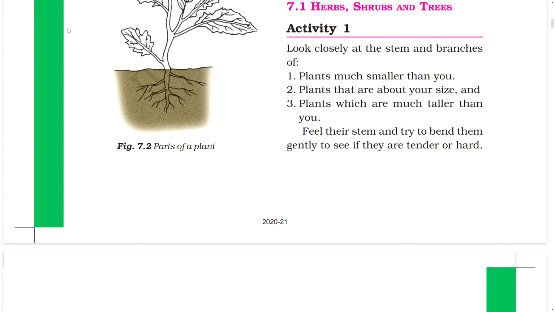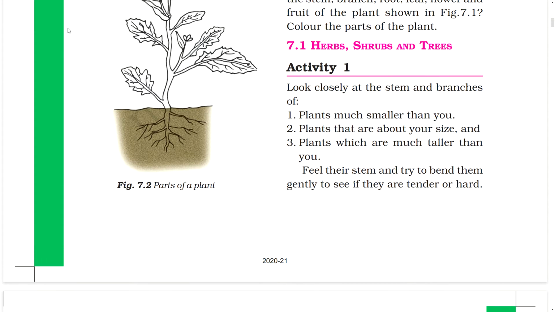7.1 Herbs, shrubs and trees. Activity 1. Do this. Look closely at the stem and branches of 1. Plants much smaller than you. 2. Plants that are about your size. And 3. Plants which are much taller than you. Feel their stem and try to bend them gently to see if they are tender or hard.